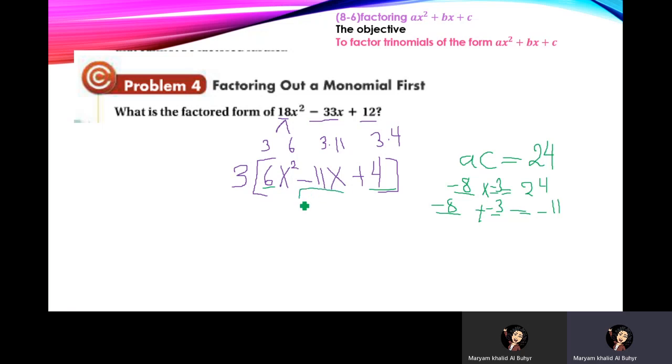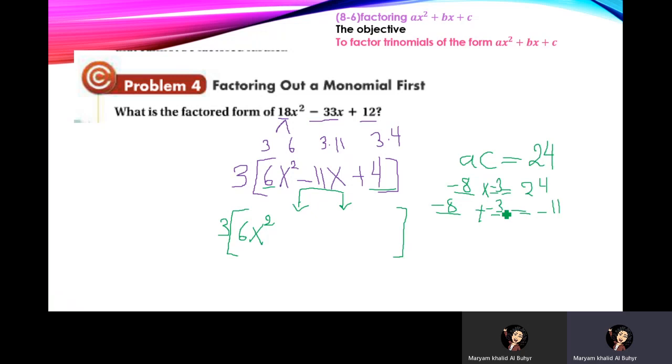Now I will go back to the same lesson that we did before, which is a previous lesson, just to make sure that your idea is strong. I will leave my 3 outside, and then I will work between these big brackets inside. Now I will write 6, I will drop my 6x to the power 2. This minus, where should I put the 8? Where should I put the 3?